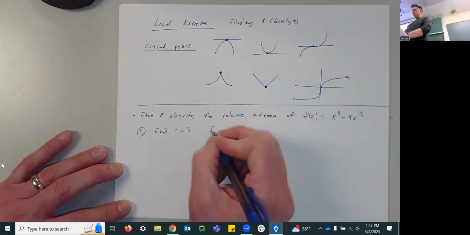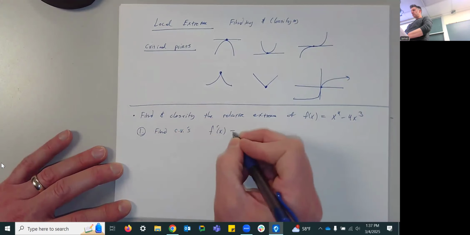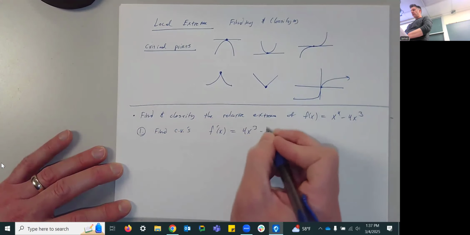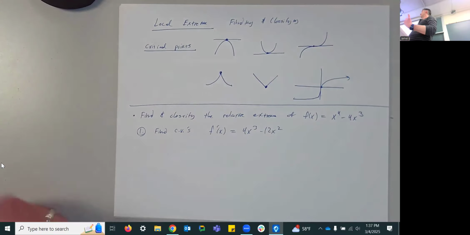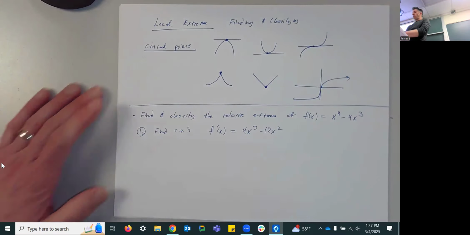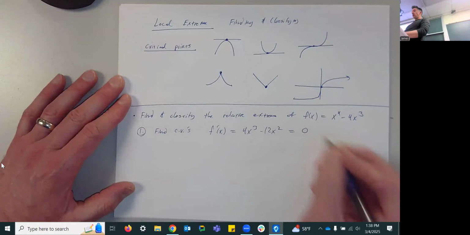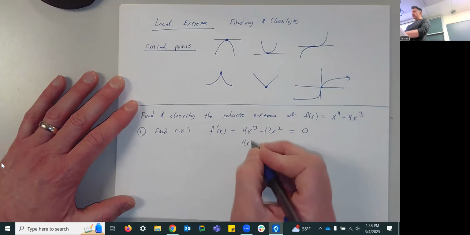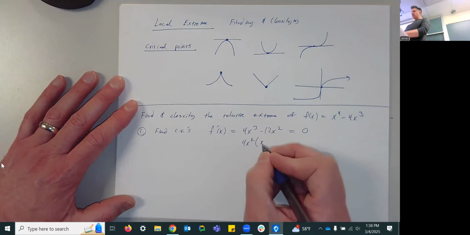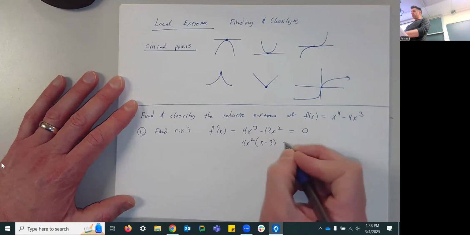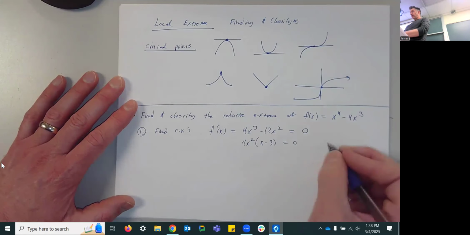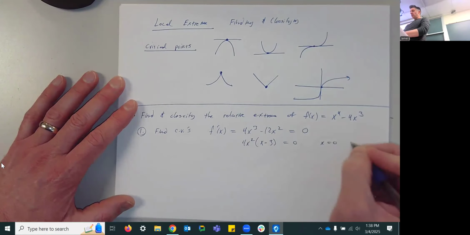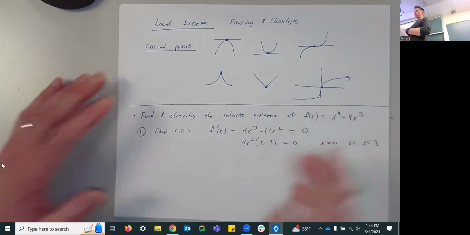So find the critical values or the critical points. So take your derivative, which is 4x cubed minus 12x squared. Make a mental note that it's never going to be undefined. The polynomial, we have no worries. Set it equal to 0 and then solve it. So let's see, I can factor out a 4x squared. I'm left with an x minus 3. So when I set that equal to 0, I either get x equal to 0 or x equal to 3.